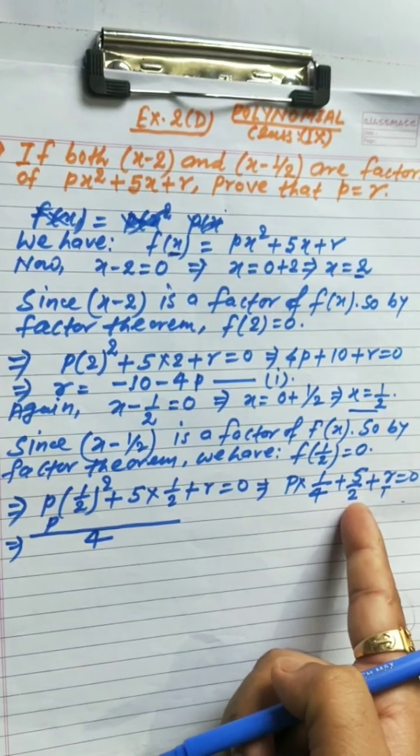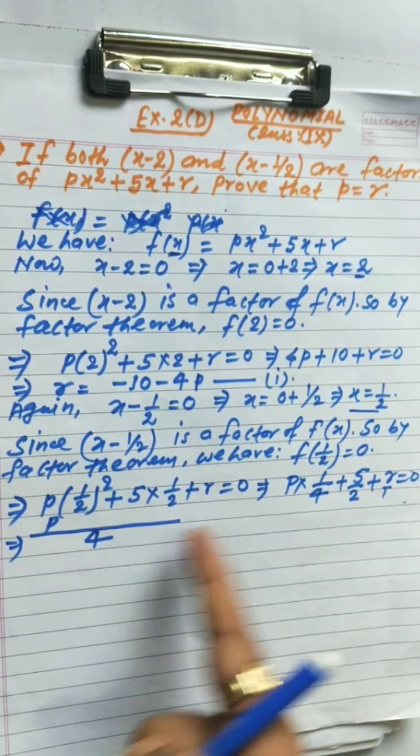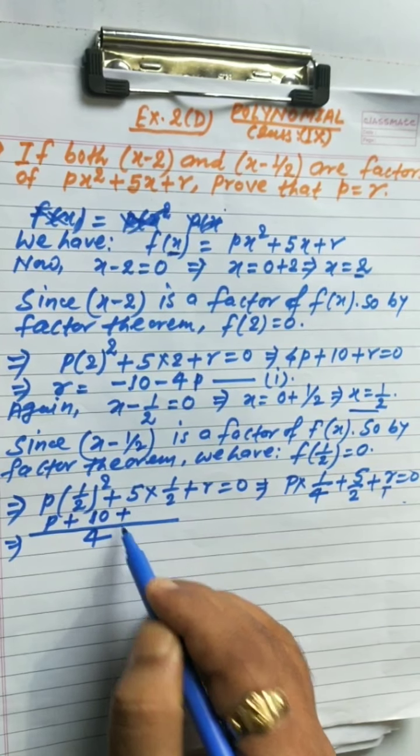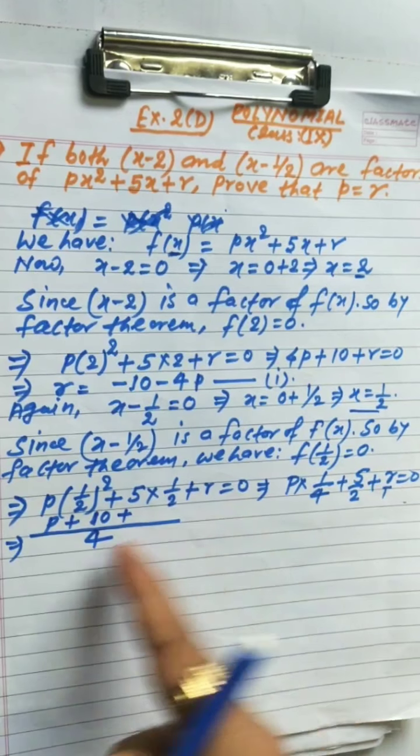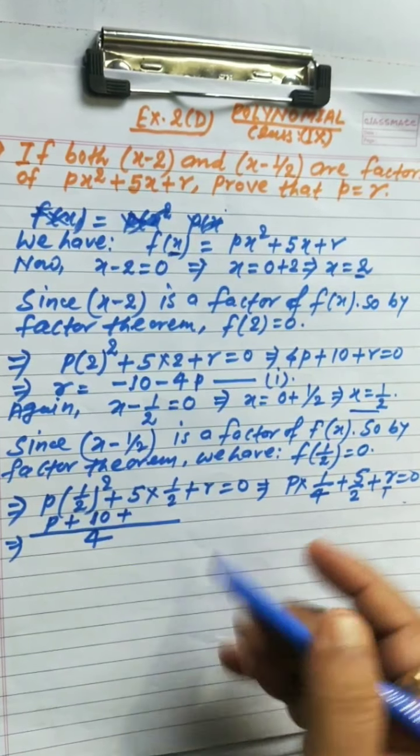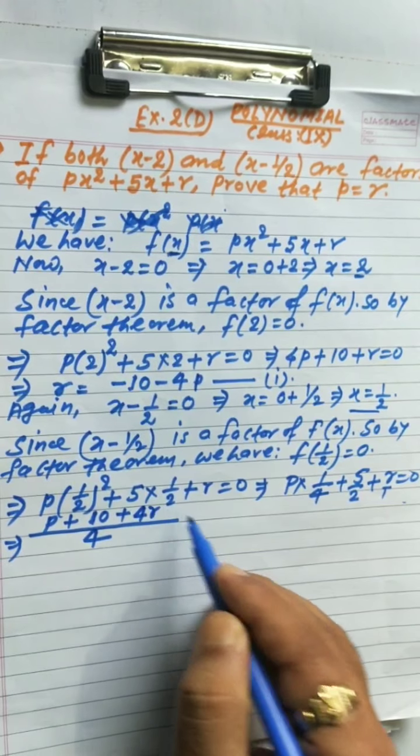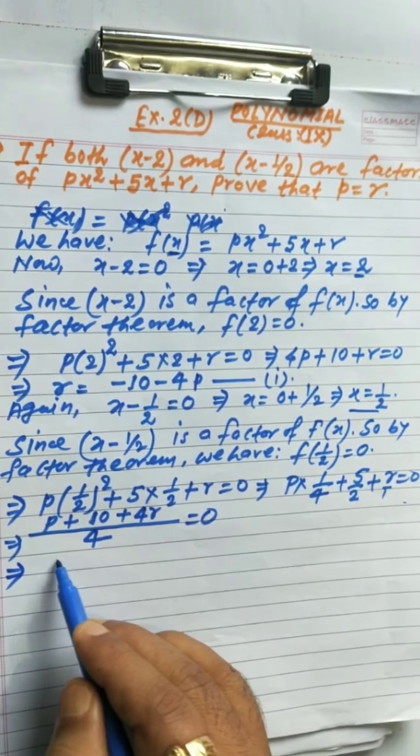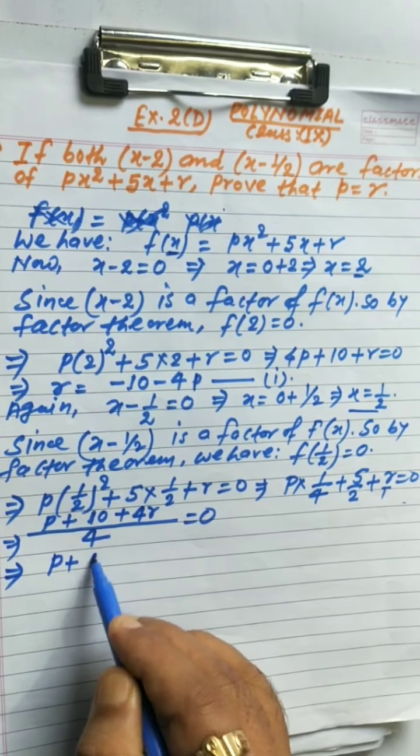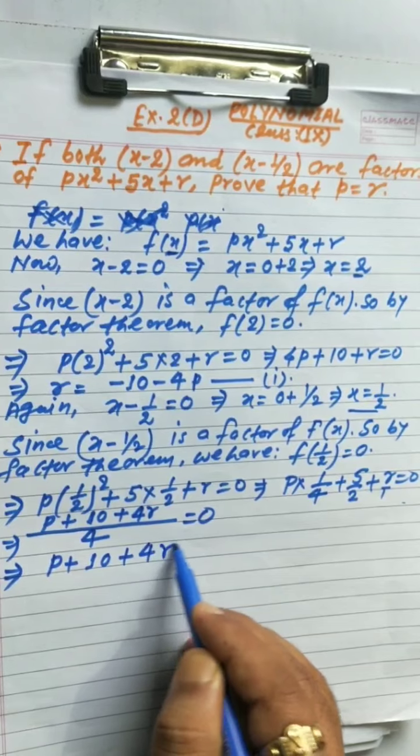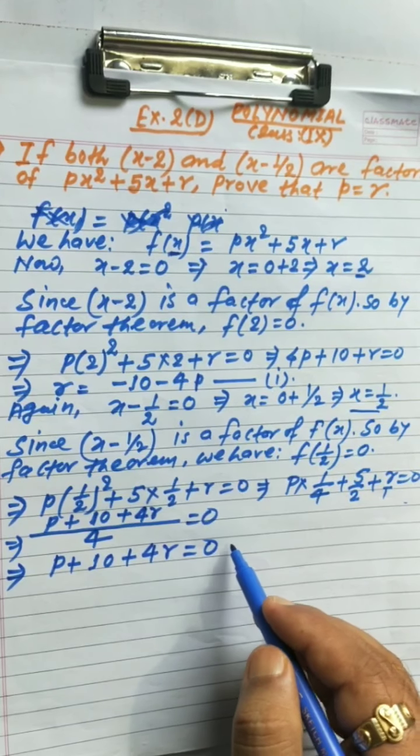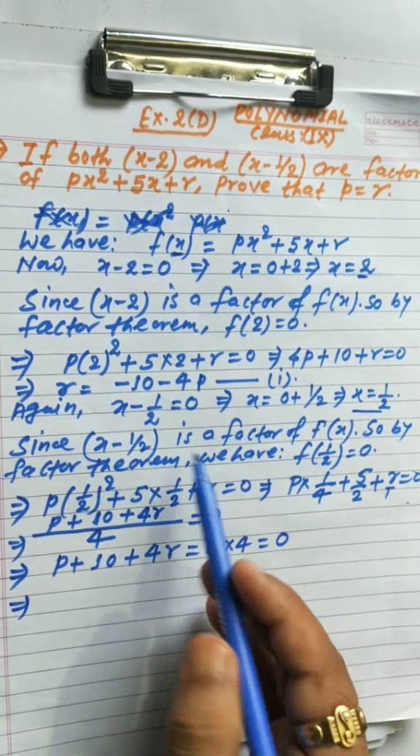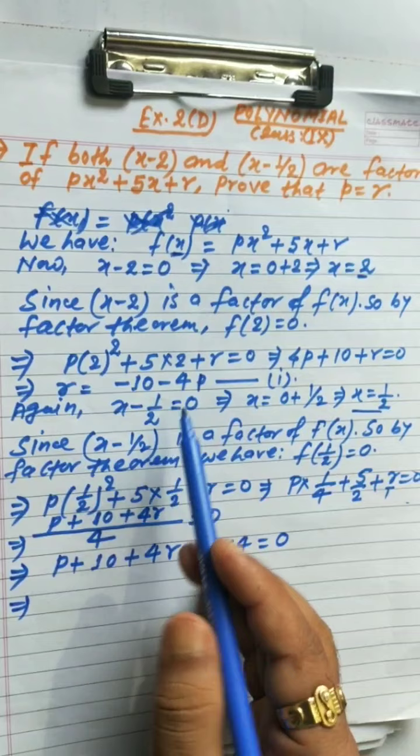And 4 divided by 2 will be 2 and 2 multiplied by 5 will be plus 10, and plus 4 multiplied by 1. 4 divided by 1 will be 4 and 4 multiplied by r will be 4r is equal to 0. So this implies that p plus 10 plus 4r is equal to 0 multiplied by 4, that is equal to 0.